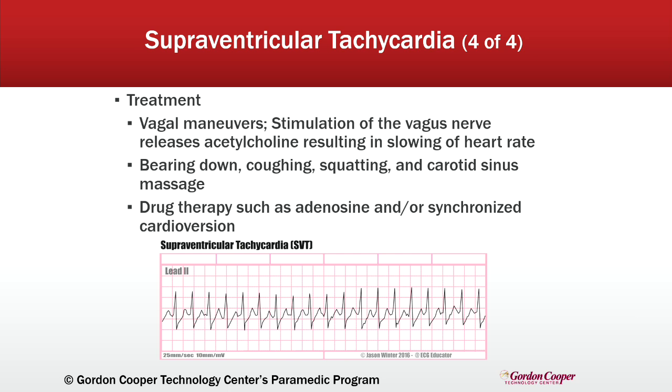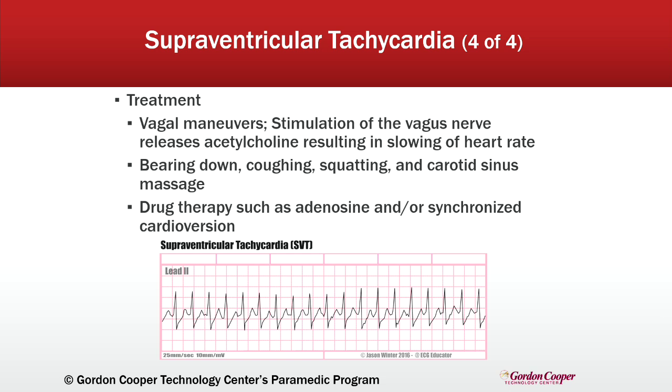Now, there's drug therapy as well. If vagal maneuvers are not effective, medications may be used to help manage the rhythm. Commonly used drugs include adenosine, which can quickly slow the heart rate by blocking the AV node temporarily, which can help terminate the tachycardia.